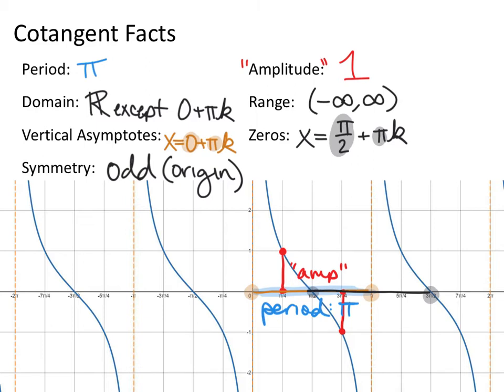A couple things to note about cotangent. We already talked about it beginning with a vertical asymptote instead of a 0. Additionally, this is a decreasing function, so it should go high, middle, low. Tangent went low, middle, high. Those are just some things to help you graph it and remember which kind of function you're dealing with.